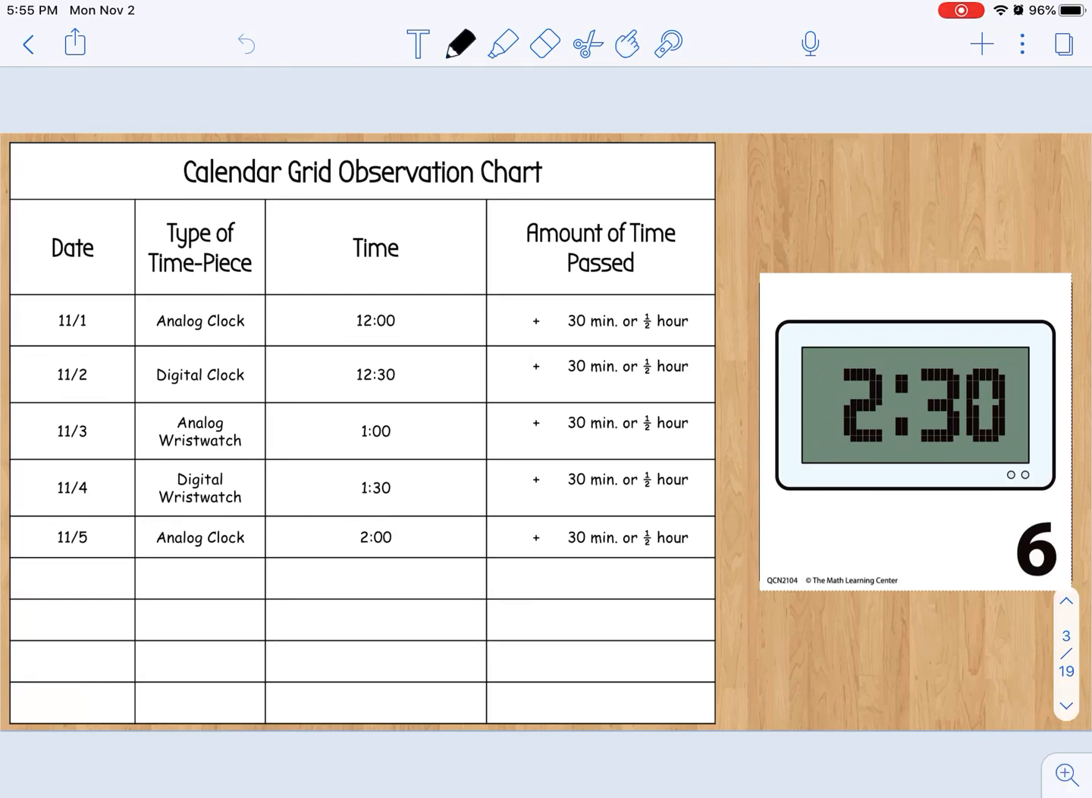I can write the date for today like this: 11-6. The type of timepiece is a digital clock. The clock says the time 2:30. How much time has passed? 30 minutes or a half hour of time has passed since yesterday's timepiece.